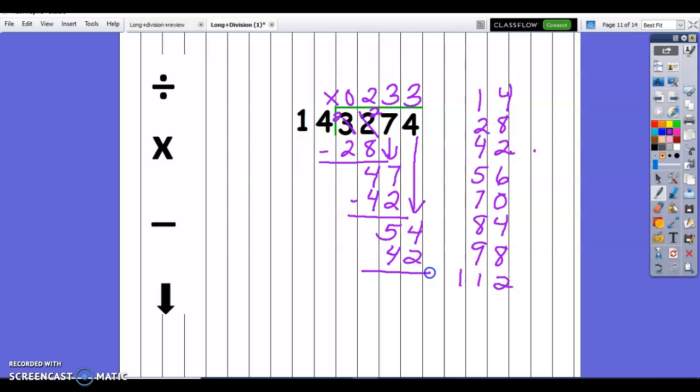And when you subtract, you end up with 12. And if you're like, how do I end up with a remainder of 12? 12 is still less than 14, so that is possible. So you have a remainder of 12.